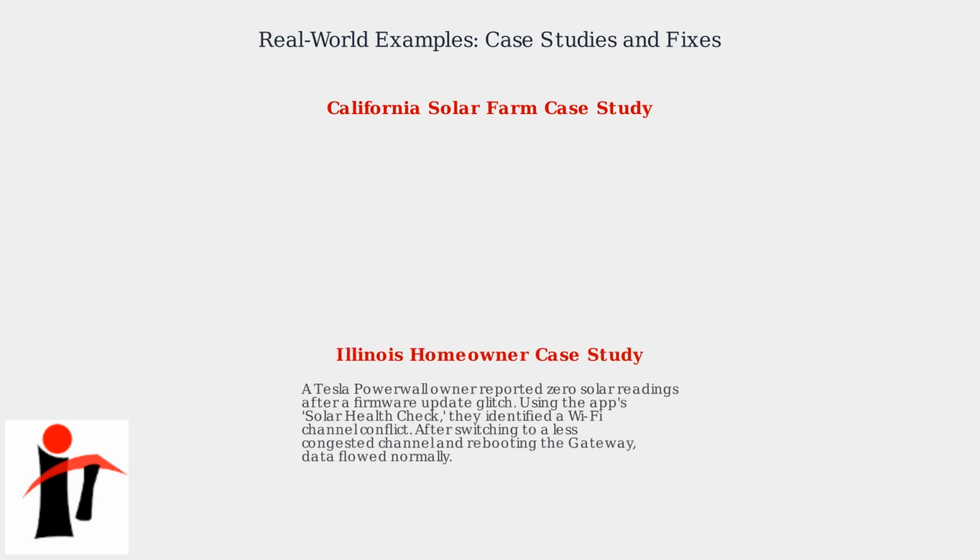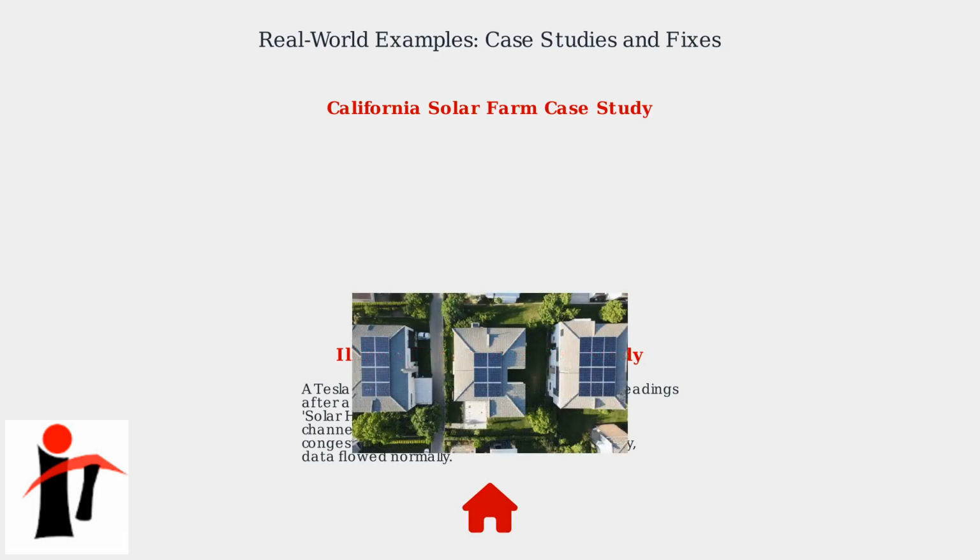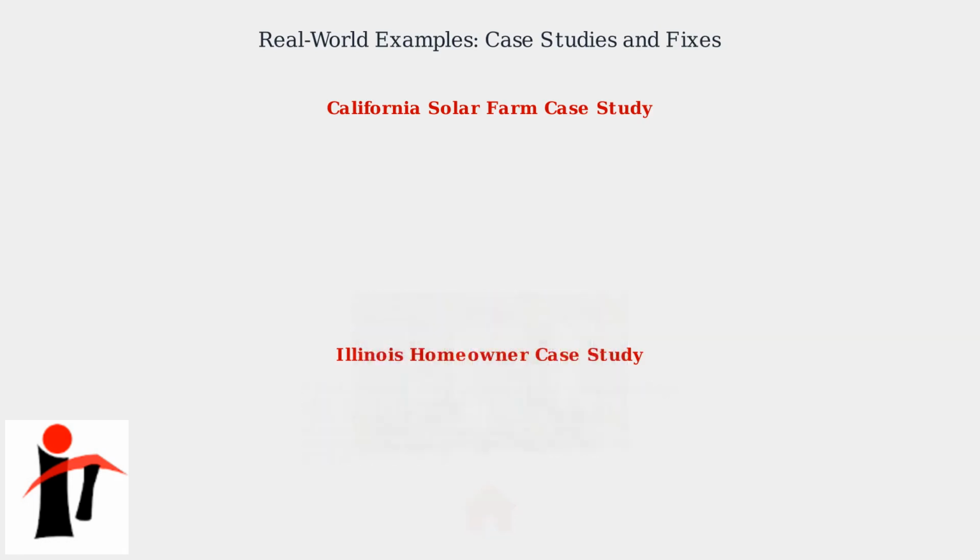Another example comes from a Midwest homeowner in Illinois in 2025. A Tesla Powerwall owner reported 0 solar readings after a firmware update glitch. Using the app's Solar Health Check tool, they identified a Wi-Fi channel conflict. After switching to a less congested channel and rebooting the gateway, data flowed normally without requiring a support call.